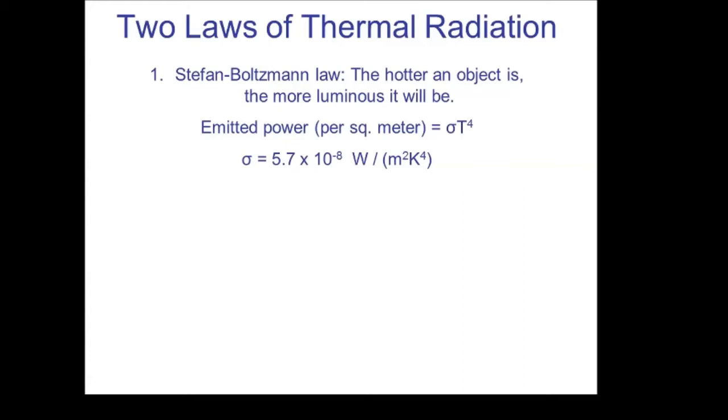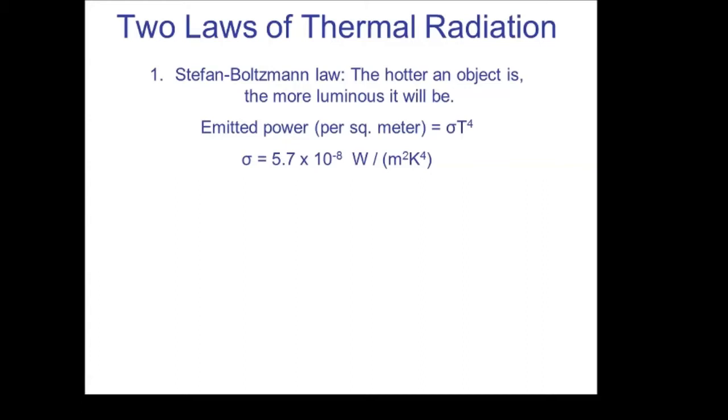The equation is that the amount of power, so the amount of energy being released per second from the object, the emitted power, which is just given in watts per square meter, is equal to sigma times temperature to the fourth power. Now, sigma is a constant. It's equal to that number that I have there, 5.7 times 10 to the minus 8. It's just a constant. And the T is temperature in Kelvin.